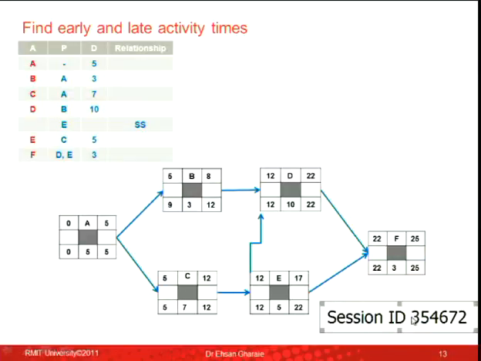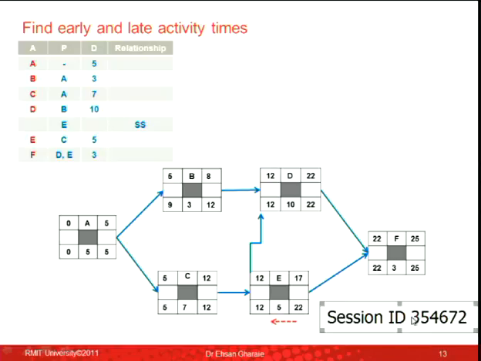Now I'm ready for the backward pass. The backward pass, I'm starting from 25. 25 minus 3, 22. 22 goes there, 22. 22 minus 10, 12. Activity E, I take 22, I put it there, 22. 22 minus 5 is 12.